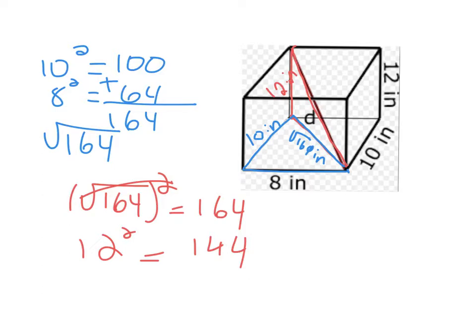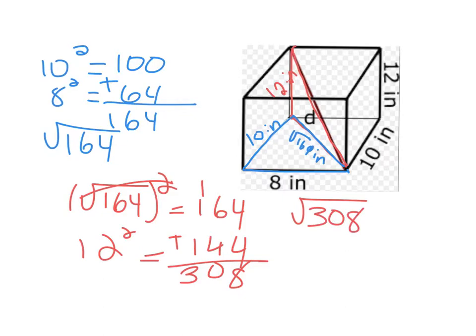Now, the diagonal is the hypotenuse that we're missing, so I have to add these two values together again. So 4 plus 4 is 8, 6 plus 4 is 10, carry the 1, and 1 plus 1 plus 1 is 3. So my last step is to take the square root of 308. And that is not a perfect square, so that is the square root of 308 inches.